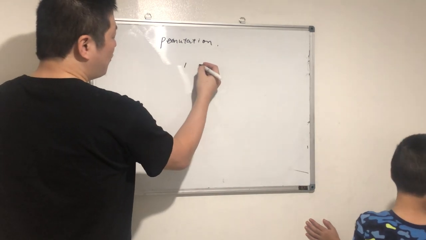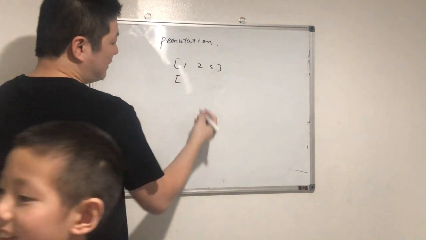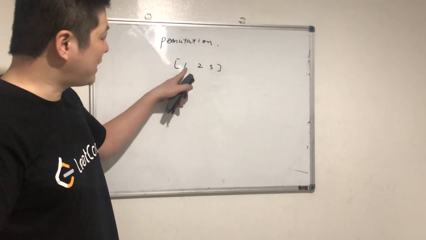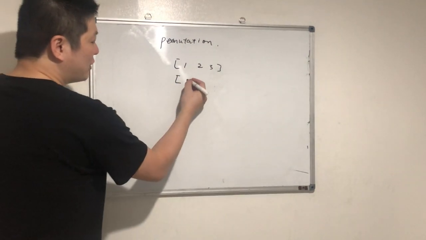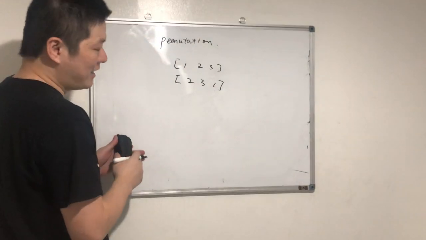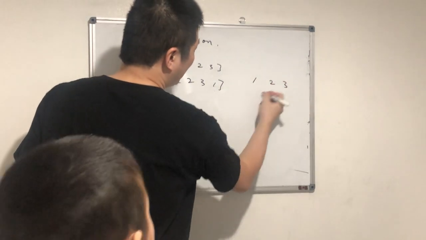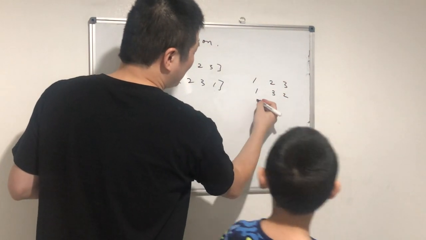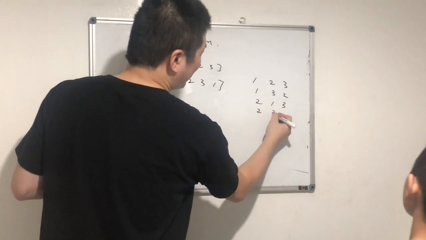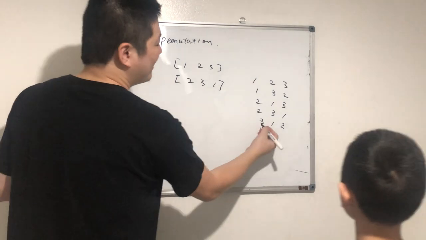So look, 1, 2, 3, we're given the list 1, 2, 3, and then? There's 6 ways. Yeah, 3 times 2 times 1, 6 ways. So look, 2, 3, 1 is one of the permutations, yeah? So if you want to write all the permutations, how many? 1, 2, 3, 1, 3, 2, 2, 1, 3, 2, 3, 1, 3, 1, 2, and what? 3, 2, 1. Well done.